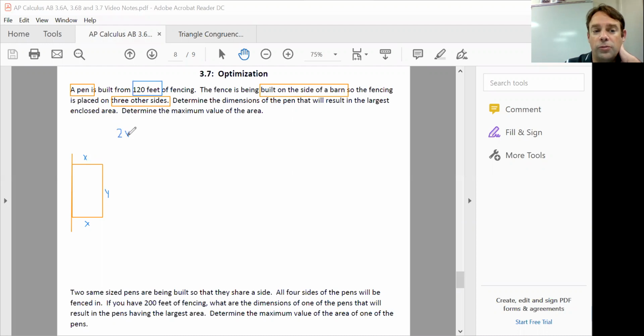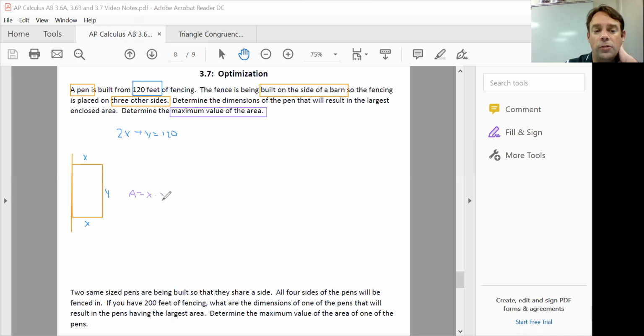So 2x plus y equals 120. So I'm trying to maximize the area, find the maximum value of the area. What's my maximum area going to be? Well, area is base times height, or x times y.